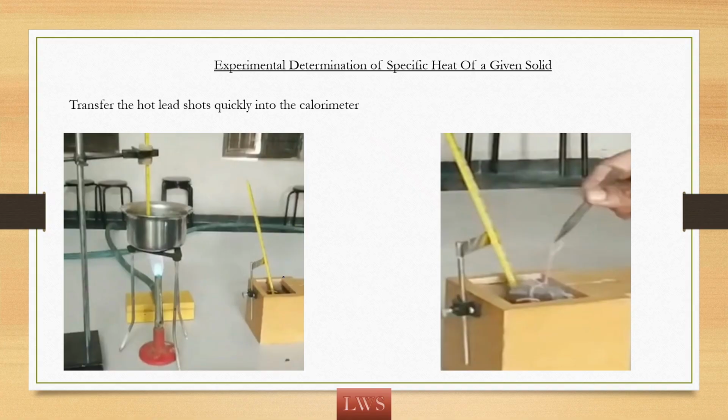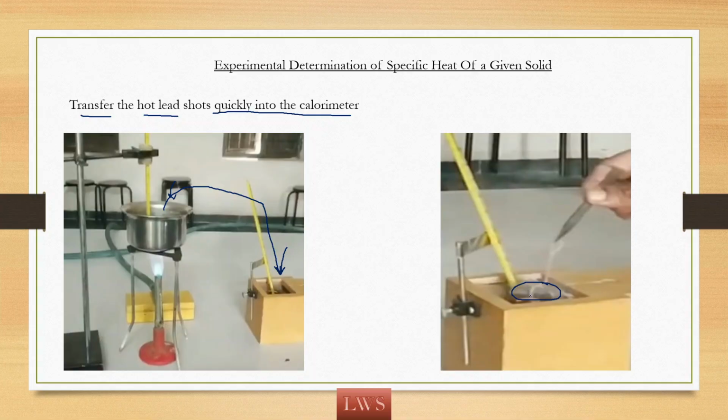Guys, the calorimeter filled with water, I am placing it inside a wooden box. Inside this wooden box I am placing our calorimeter that has the water, and in this bowl we have the hot lead shards. Now I am taking out the lead shards and transferring them very quickly into this calorimeter. I am dropping these lead shards into the calorimeter.